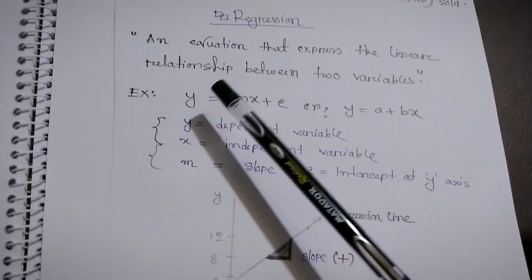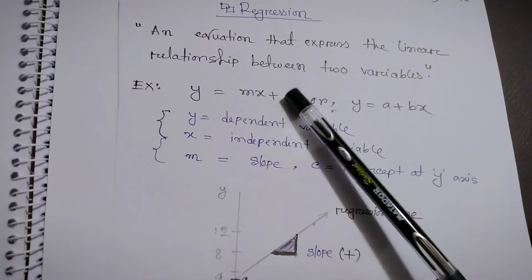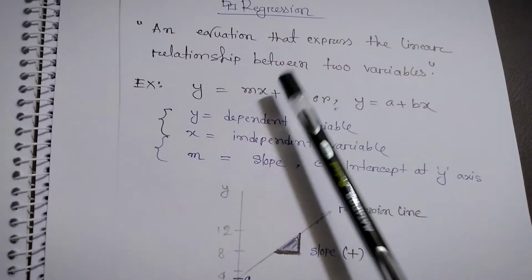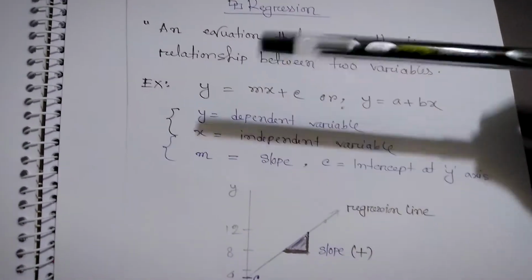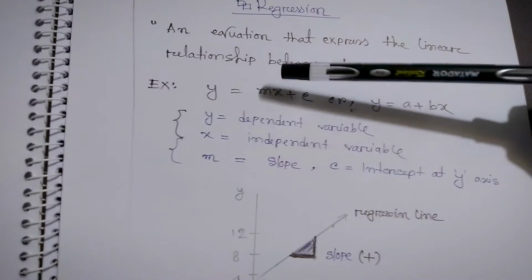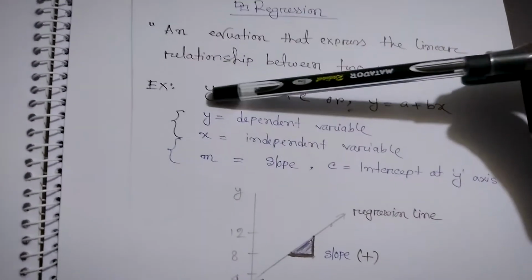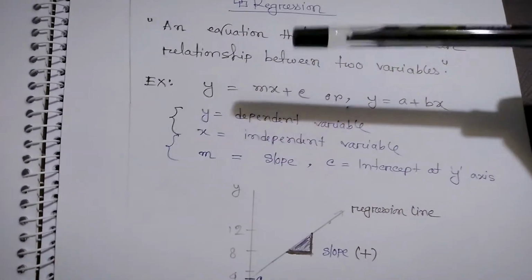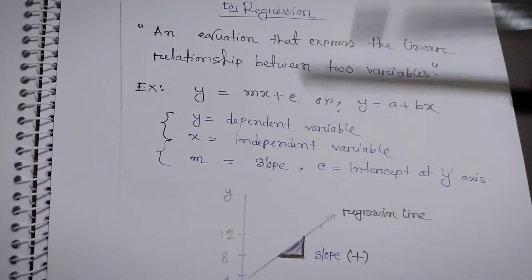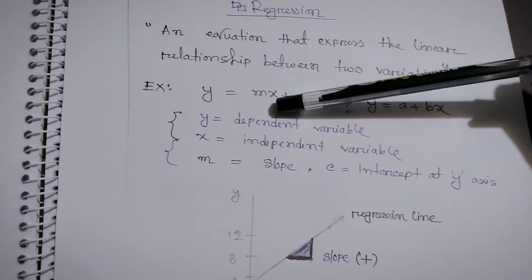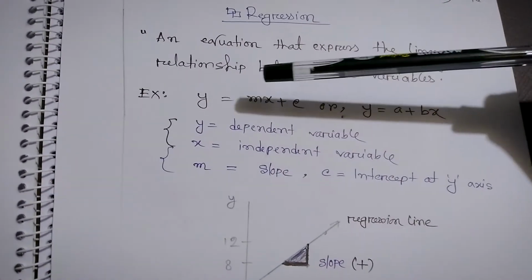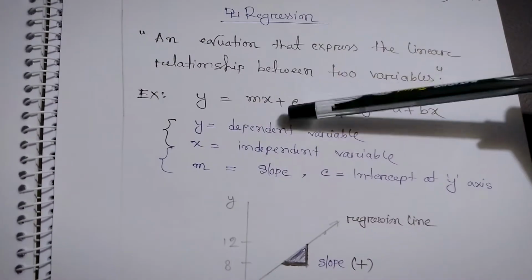So just remember the y equals mx plus c equation, which is the relationship between y and x. When you put in some value of x, it will give you some output in y. So y is a function of x. It is completely dependent on x. We need to find the relationship based on this equation.